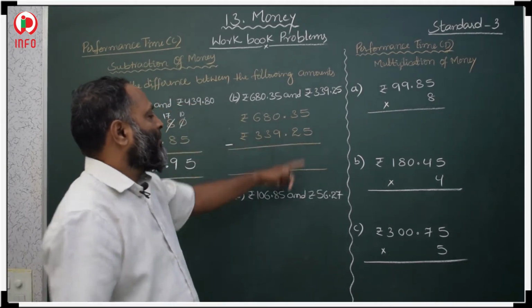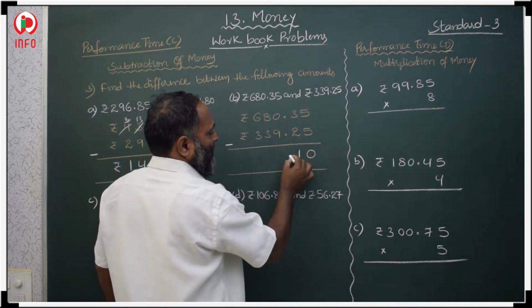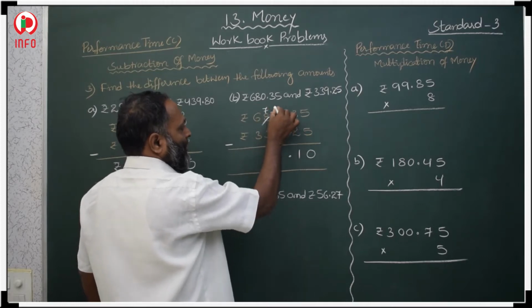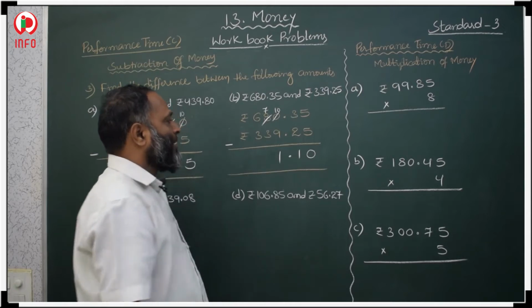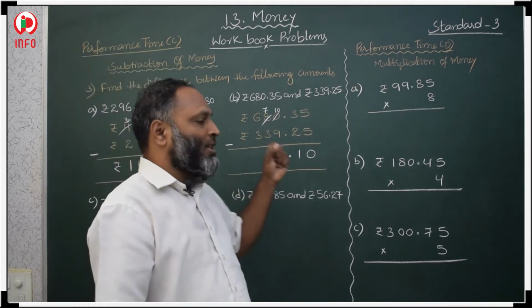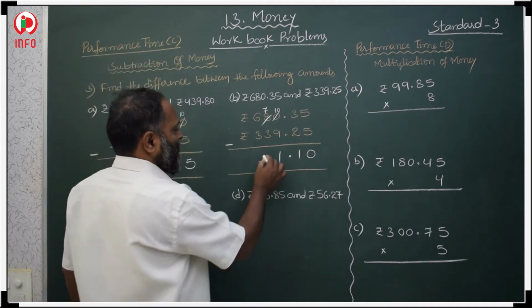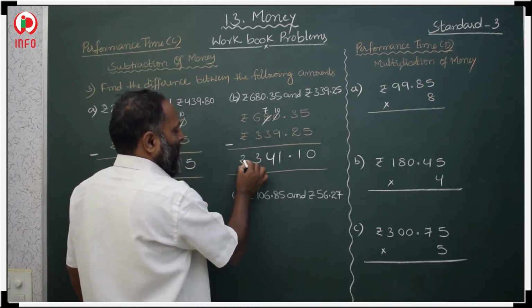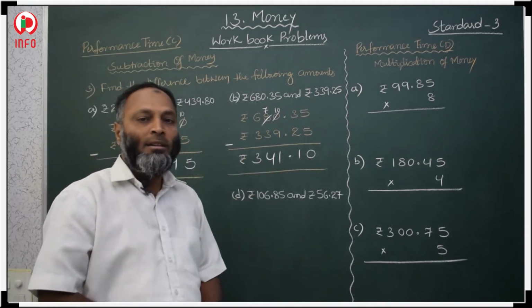Okay, 5 minus 5, 0, 3 minus 2, 1, then point. Then borrow from here, 7 and 10. 10 minus 9 is 1. 7 minus 3 means from 4 to 7 we have to count: 4, 5, 6, 7. It is 4. 6 minus 3, 3. 341 rupees 10 paisa. Okay.